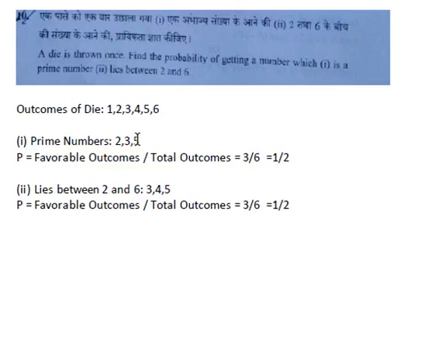The second part, we have to find the probability of the outcome when a number that lies between 2 and 6 comes up. Again, the numbers between 2 and 6 are 3, 4 and 5, which is 3 numbers. So the probability of getting them is 3 by 6, which is again half.